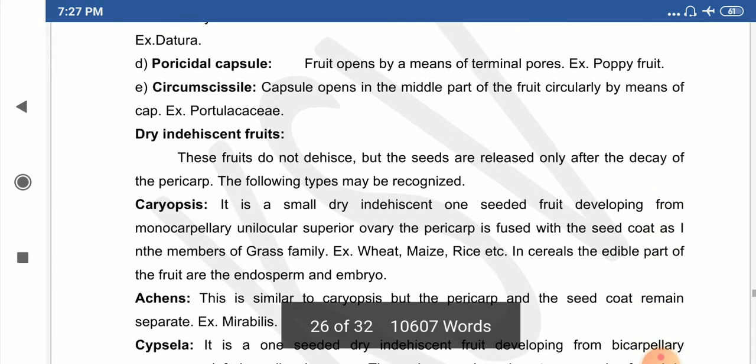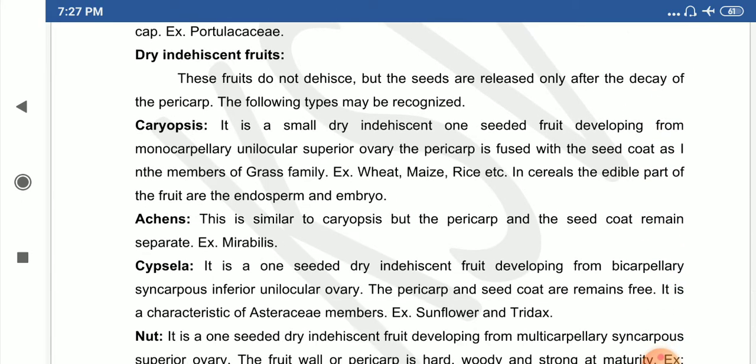Next is the dry indehiscent fruit. What we studied earlier, the dry dehiscent, starts splitting after drying. The dry indehiscent fruits are dry but they will not dehisce, they just get dispersed. For example, one type is caryopsis. These are small dry indehiscent fruits. Because of the unilocular superior ovary, they have a monocarpellary condition. That is why these fruits are called caryopsis, especially in Poaceae, such as wheat, maize, rice. The fruit consists of the endosperm and the embryo.